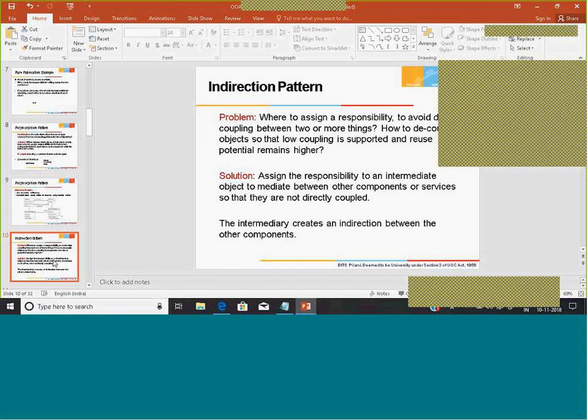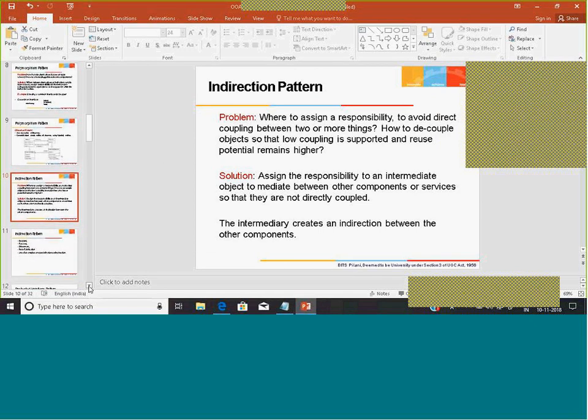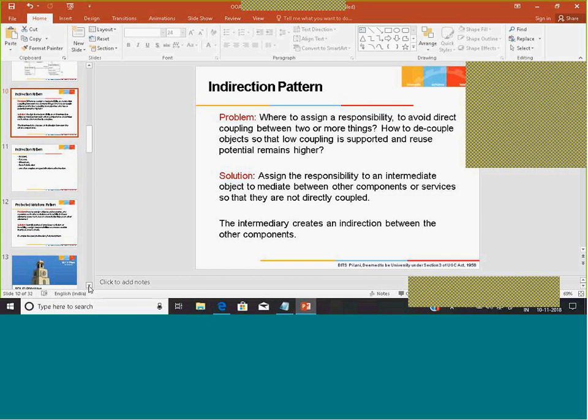Move to the next pattern, which is the indirection pattern. Now these three patterns, which are the polymorphism, indirection, and variation patterns, are all quite close to each other. They may be trying to solve a problem which might be worded differently, but in a way they lead to each other.